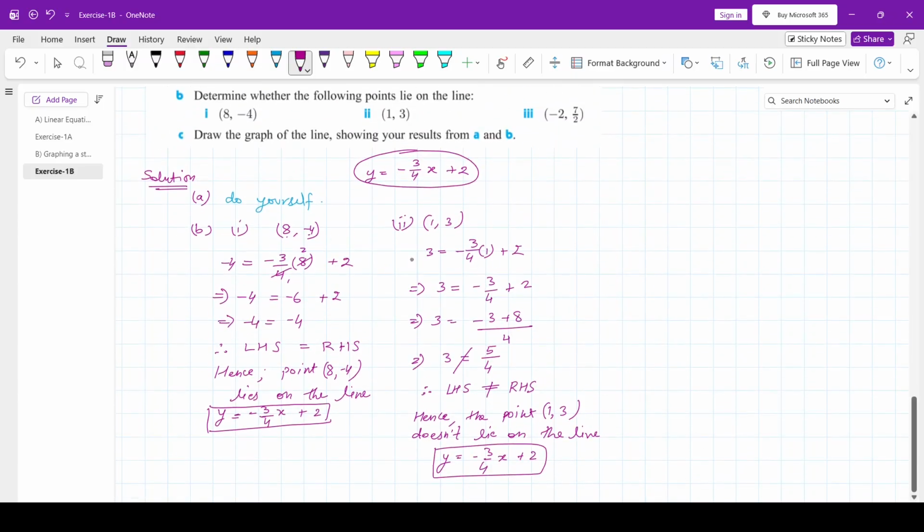Now we have done both kind of questions. For this third point, minus 2, 7 by 2, do this question on your own.